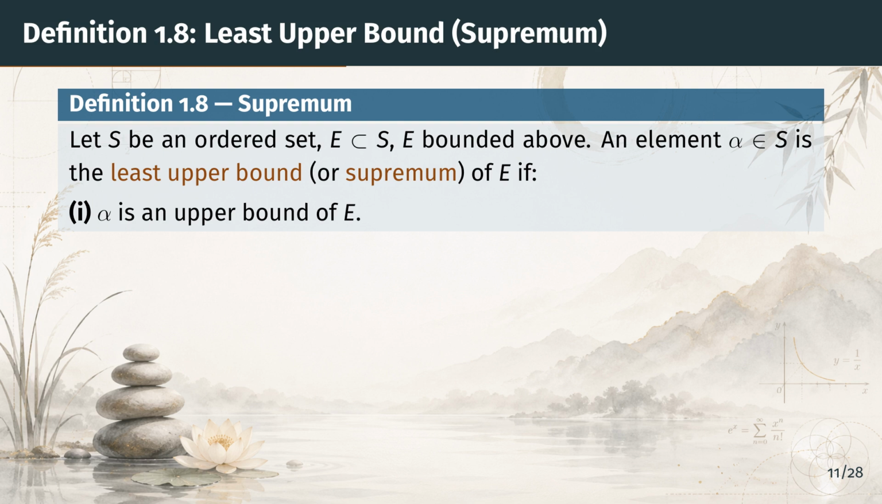Now we come to one of the most important definitions in this section, the supremum. Suppose E is a subset of an ordered set S, and E is bounded above. The supremum of E is an element alpha in S, satisfying two conditions. The first condition is that alpha must itself be an upper bound of E, but being an upper bound is not enough. Many elements could be upper bounds. The key is the second condition, which we will see on the next slide.